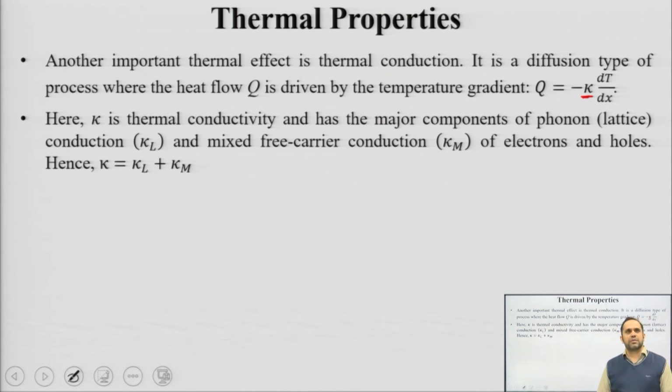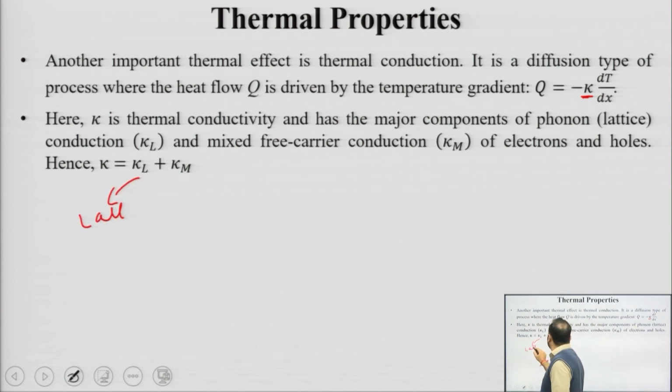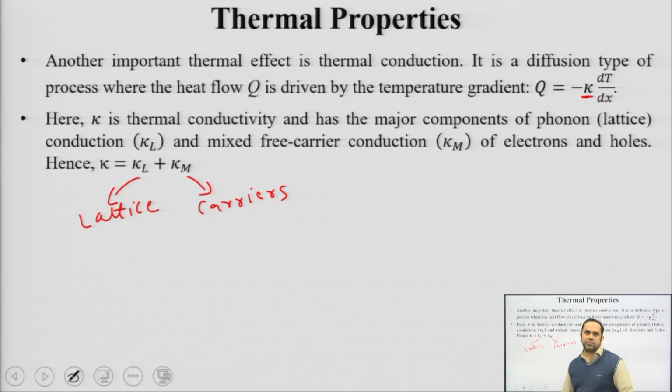And it has major components. It has contributions from lattice vibrations, or phonon vibrations, in the presence of thermal energy, and free carrier conduction, which happens due to this extra thermal energy of the charge carriers. So, total thermal conductivity has two components, one because of the lattice itself and another because of the charge carriers, okay, which may be because of doping as well.